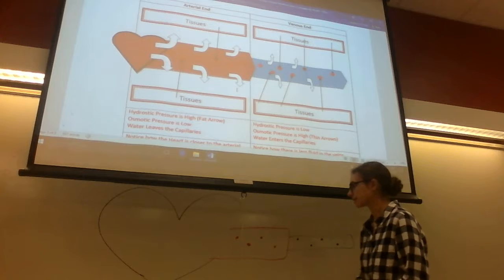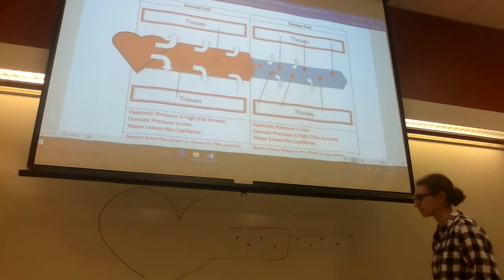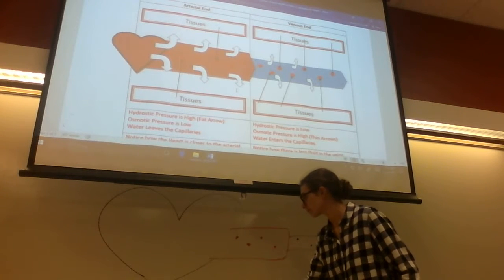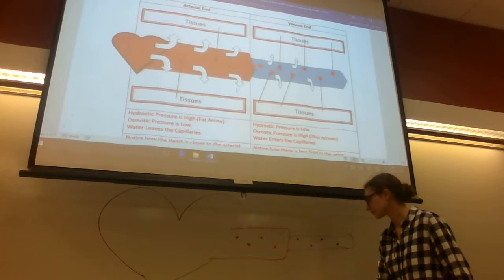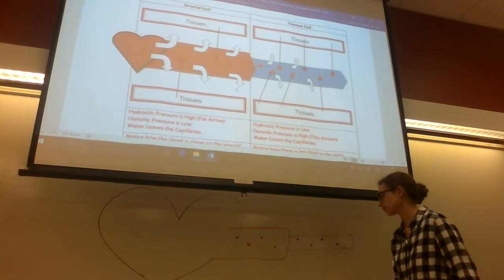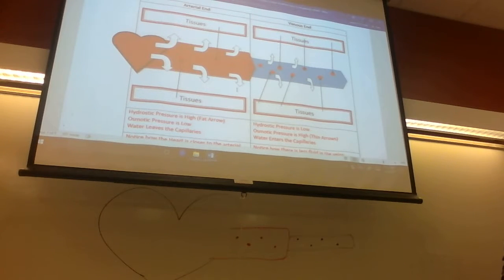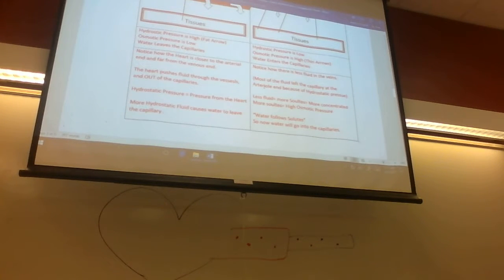So this is your heart, this is your artery, this is your vein, and I'm going to have your tissues in green. Your tissues could be organ tissue, heart tissue, stomach tissue, any tissue. That's just what that means. So I'm going to scroll down a little bit more.